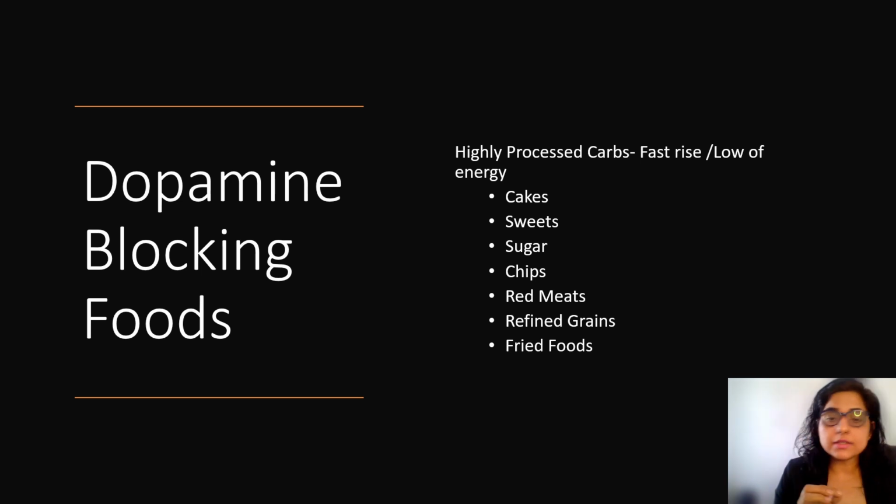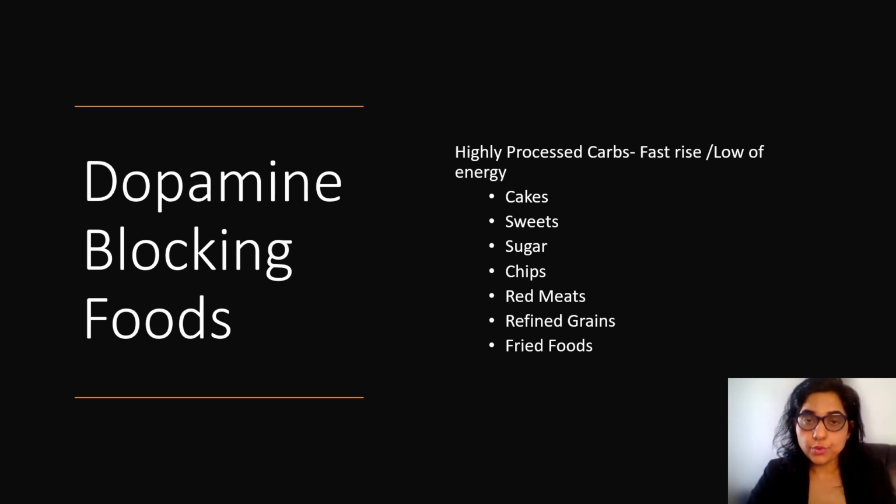So these are not dopamine releasing foods. They are actually dopamine blocking foods, and they are not feel good, not good hormone releasing foods. On the contrary to what you have thought.